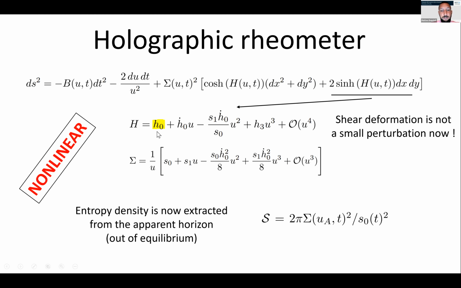So this is the leading term in the expansion for this function, and this is the source. This corresponds to a source in my boundary theory, which produces a shear deformation. So this source in the boundary defines a shear deformation, and this H3 is related to the response. At the same time, sigma has a certain expansion. With this setup, we can compute completely the nonlinear evolution.